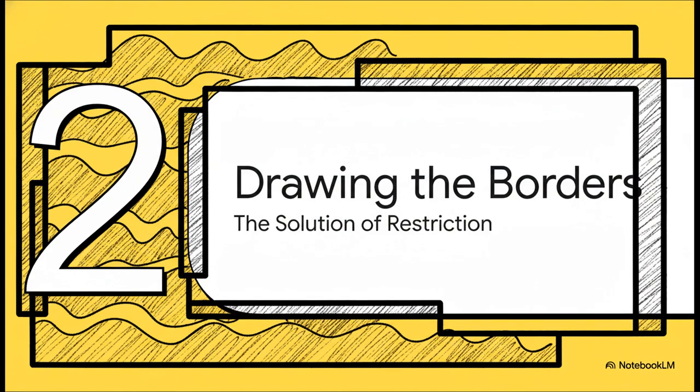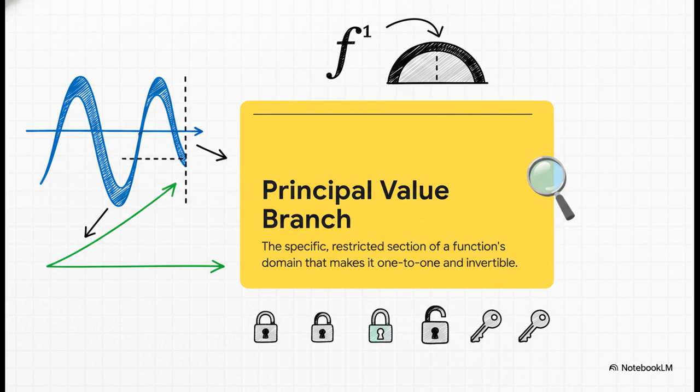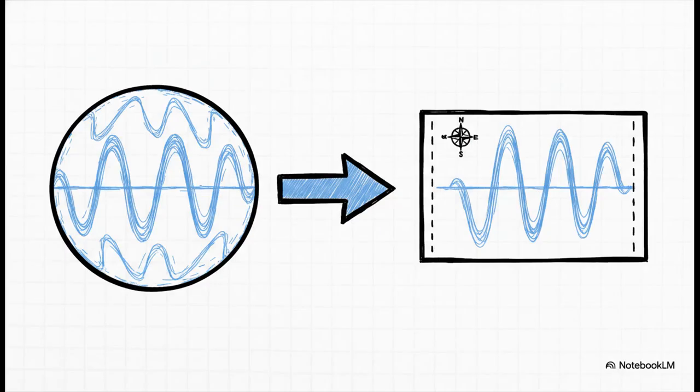The solution, and it's a brilliant one, is all about restriction. It's about taking that infinitely repeating, messy wave and drawing some clear borders on it to make it useful and predictable. And this brings us to the hero of our story, the principal value branch. That's the official name for this specific, agreed-upon slice of the function that we're all going to use. By basically chopping off all the repeating parts, we force the function to behave. We make it one-to-one inside those borders, which means every output now has exactly one input. Problem solved.